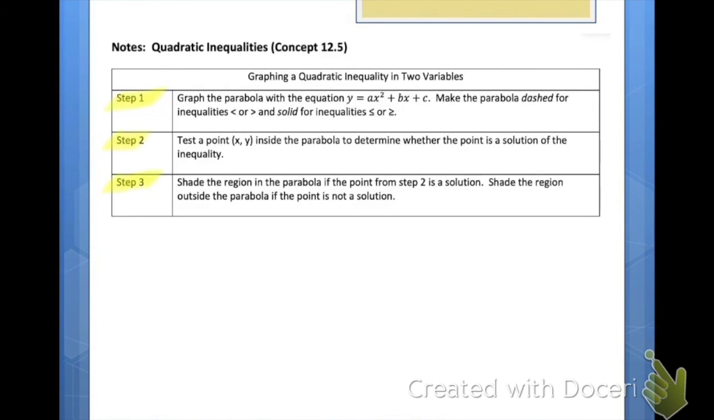Step 3, you're going to shade the region if the point is a solution from step 2, and you're going to shade the region on the other side of the parabola if it is not a solution. So this will make a lot more sense once we graph.